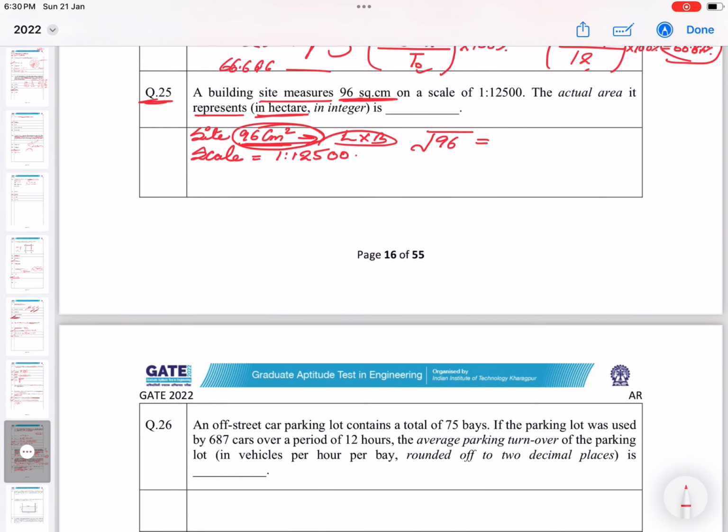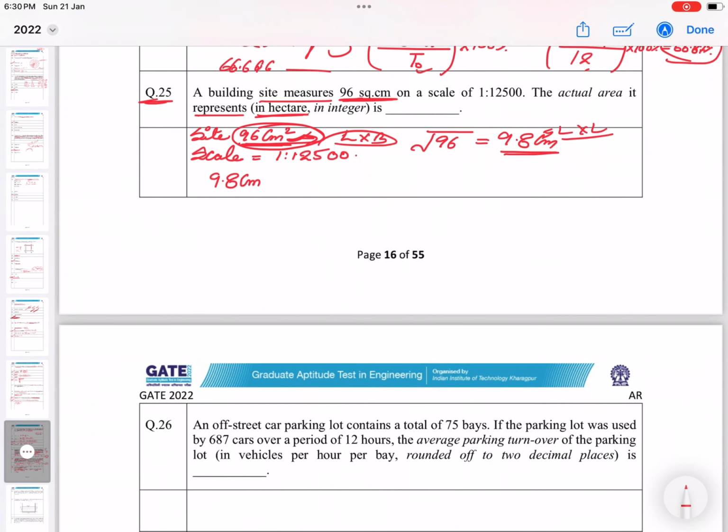Obviously by taking the square root of this, the answer is 9.8 centimeter. The area was in centimeter square, so the length is L into L. If I say L equals 9.8 centimeter, now how much will it be in real life?